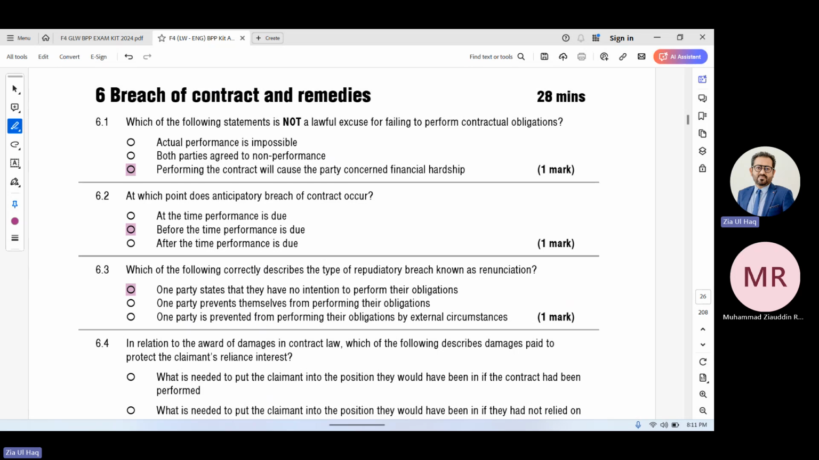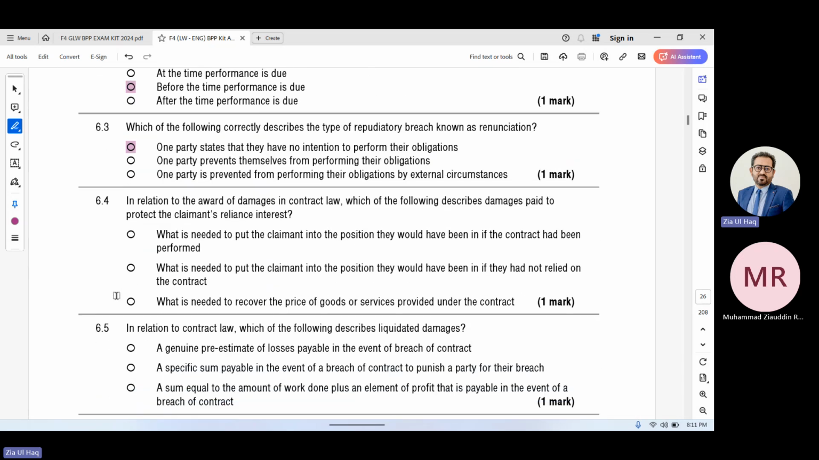6.4. In relation to the award of damages in contract law, which of the following describes damages paid to protect the claimant's reliance interest? Reliance interest. Anglia versus the Act. So what is needed to put the claimant into the position they would have been in if the contract had been performed?